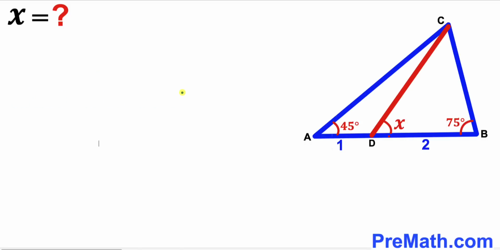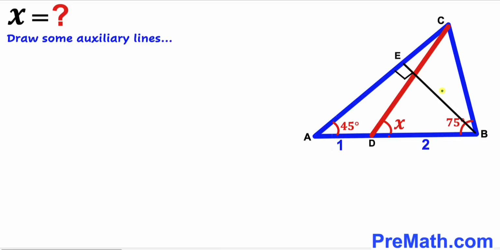Please keep in mind that this figure may not be 100% true to scale. Let's go ahead and get started, and here's our very first step. Let's focus on these two angles. This angle is 45 degrees and this angle is 75 degrees. Now we are going to draw some auxiliary lines to make our job easier.